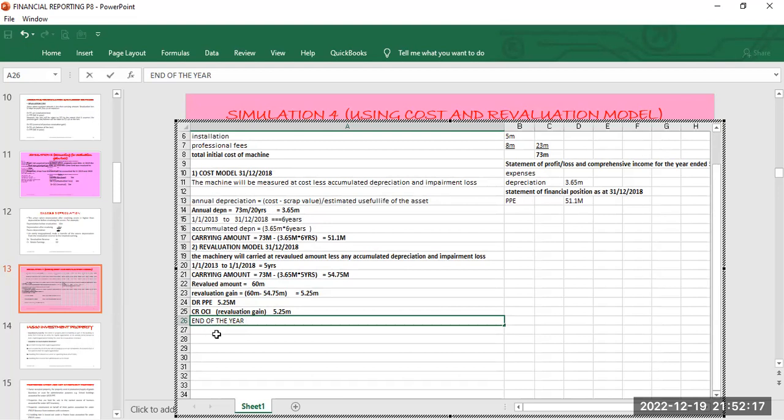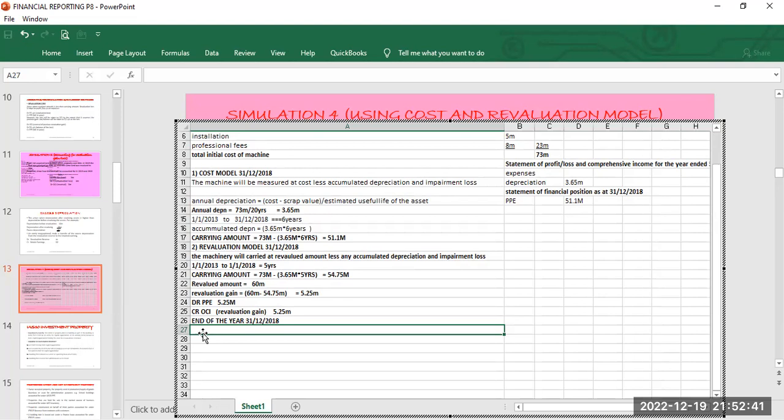End of the year, 31st December 2018. Those are the figures we are looking for. And these ones, we are going to get them through computing. Now we are going to be computing depreciation.